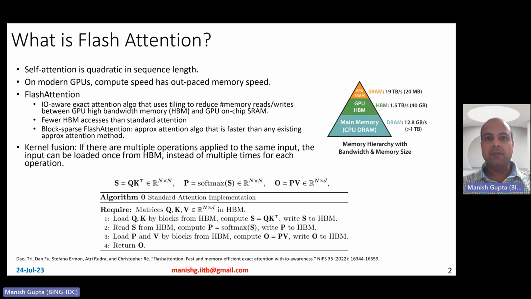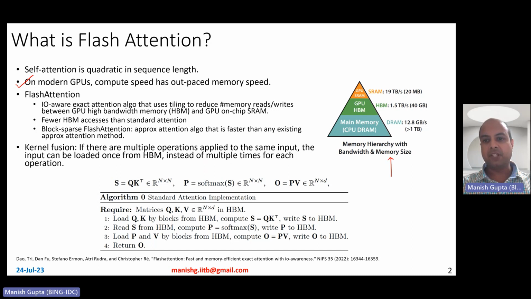Now, several attempts have been made to solve this problem with large sequence lengths. Several attempts have essentially tried to reduce the number of floating point operations. However, in modern GPUs, compute speed has actually outpaced memory speed. And therefore, the bottleneck is actually memory speed rather than compute speed. Right? So to understand this, let's look at this pyramid.